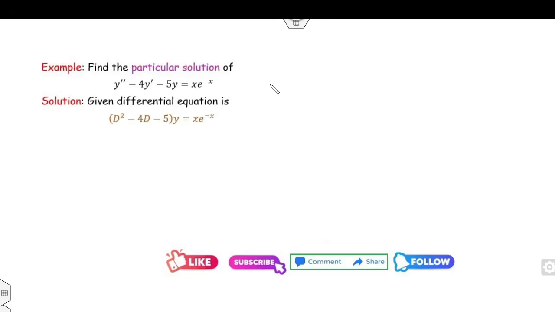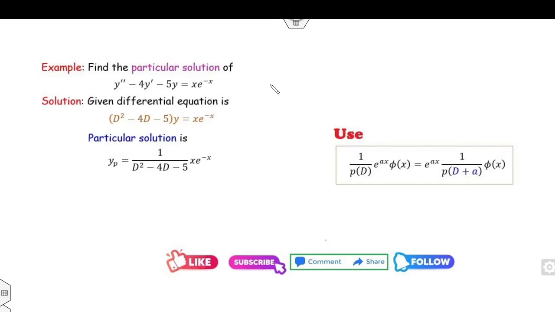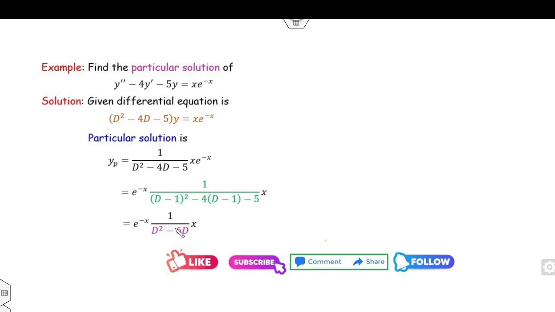Quickly look at another one. Find the value of y quickly. Fine. I can take e raised to power minus x common. I can replace capital D with D plus 1. But here a is minus 1. It's D minus 1. Minus 4 times D minus 1 minus 5 of x. I can open this bracket, and those terms which are cancelled out, we will see D square minus 6D.